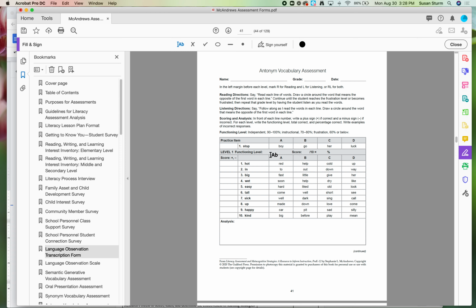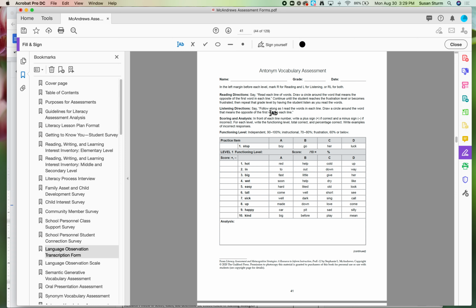What's nice about it is you can give it as a reading assessment, where you say, read each line of words, draw a circle around the word that means the opposite of the first word in each line. You would continue that until the student reaches their frustration level, which is missing 7 or 8 of them, or becomes frustrated themselves using nonverbal cues there, and then repeat that grade level by having them listen. So if you're doing the reading assessment, those are the directions. You would start by having them read, and then you would do it again by saying them out loud.